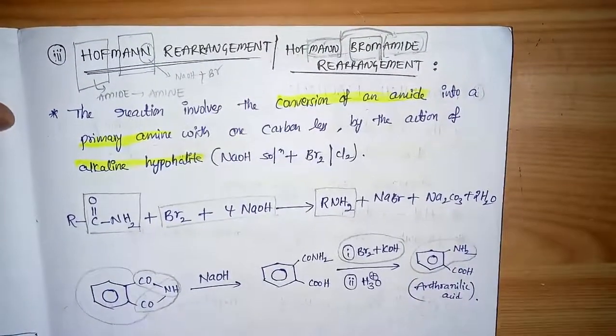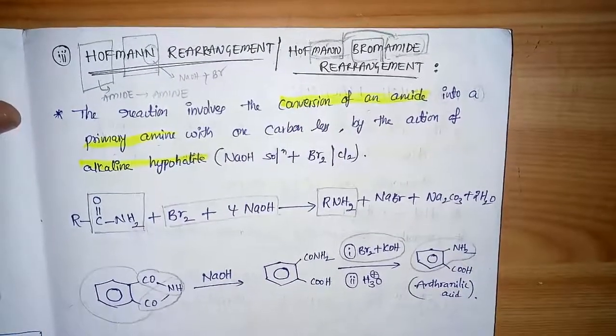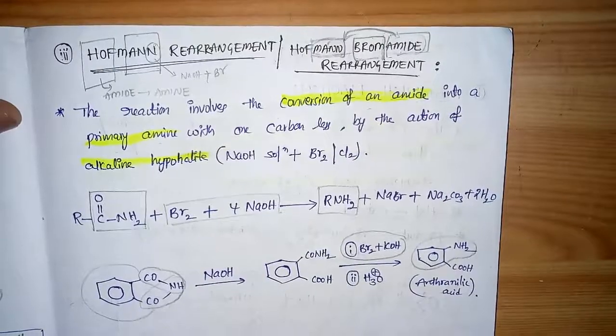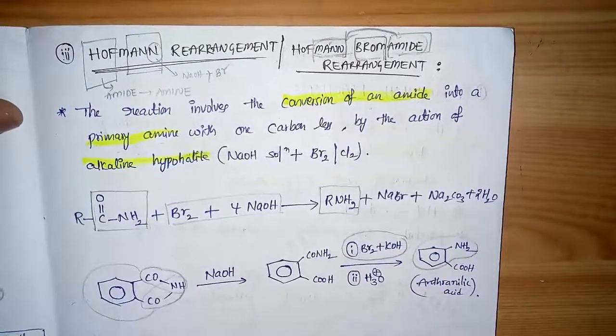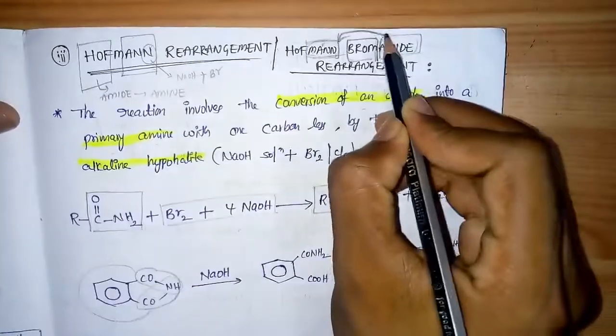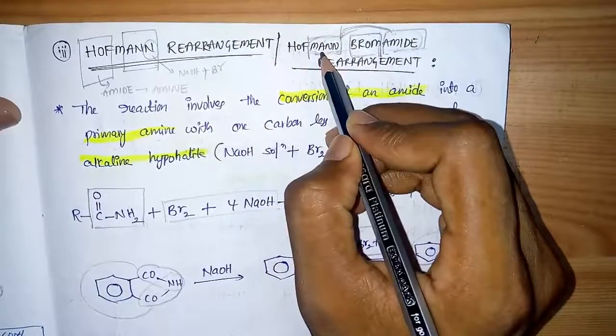Next we are going to discuss the Hofmann rearrangement reaction. In this, the Hofmann bromamide rearrangement is the famous name. Why? Because bromine is more preferably used as the halide than chlorine. In this reaction, the amide in presence of bromine, an amine will be formed.